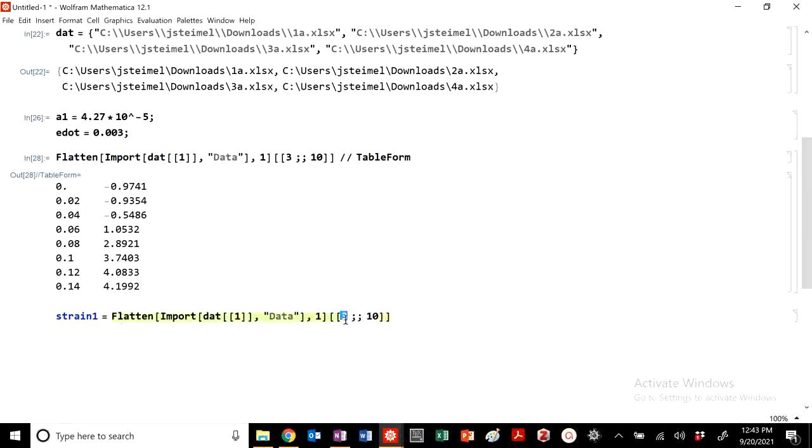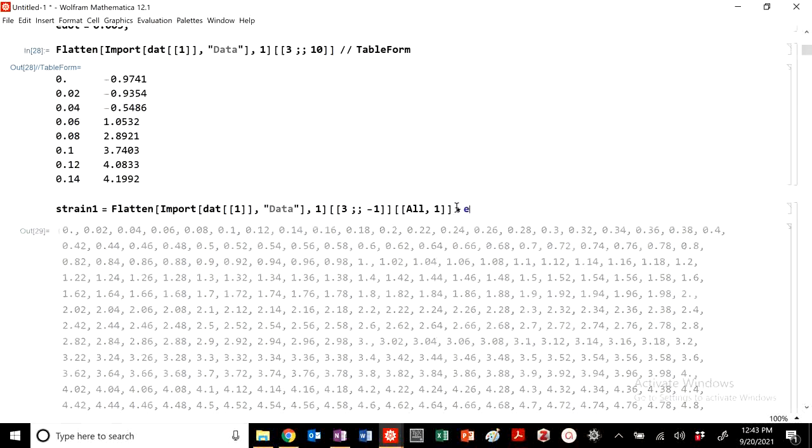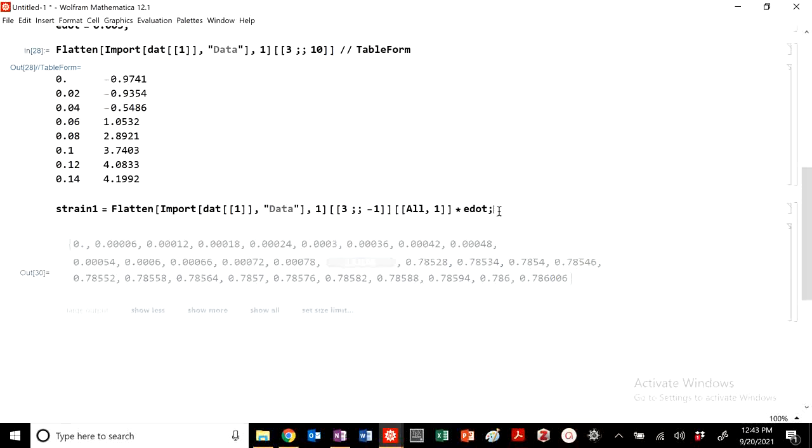So I need this 3 to minus 1. And I want all the rows, excuse me, and I want the first column. Let's see. So that's not strain, that's actually time, but I'm going to multiply that by my E dot. And that's going to give me my strain. So I've got my strain.